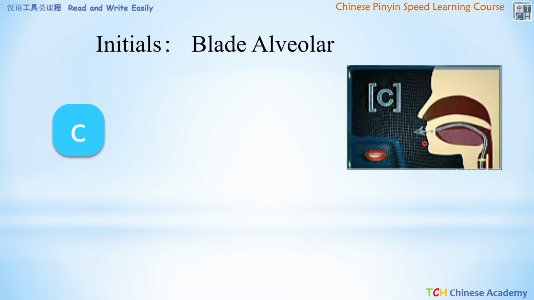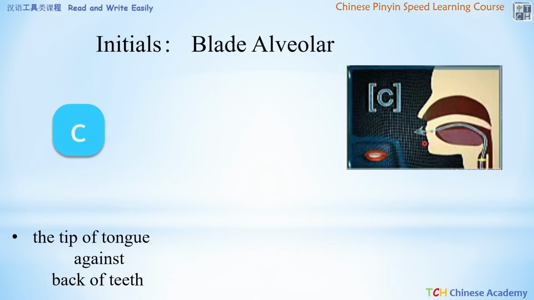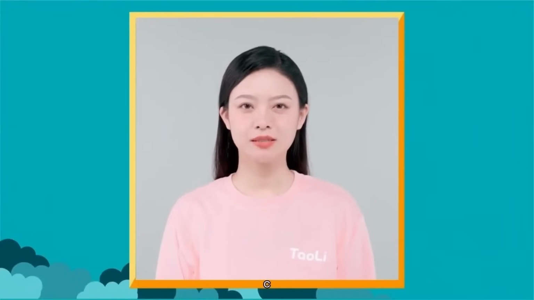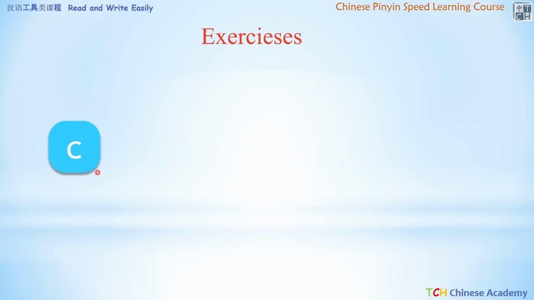So when pronouncing this sound, you also need to put the tip of the tongue against the back of the teeth, and this time force the air out. And this sound is aspirated, just as in the English word cats. So 呲, 呲, 呲. C, c, c.